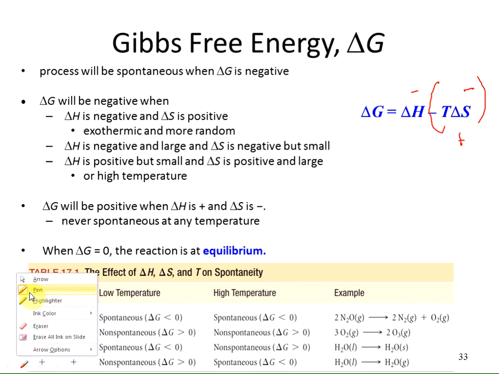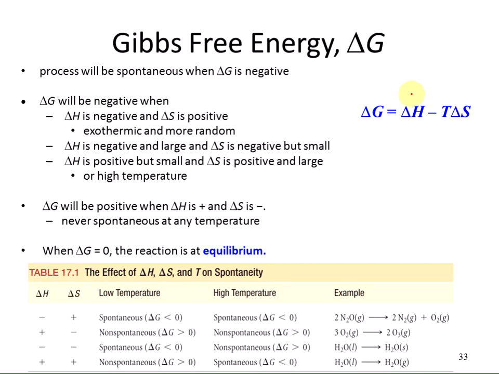But let's say we have a positive delta H and a positive delta S. Well, remember, if delta H is positive and delta S is positive, this will be subtracting these two portions. So at low temperatures, let's say a temperature of 0 K, at 0 K, the delta H would be positive and it wouldn't be spontaneous. But as you start increasing the temperature, you're subtracting an amount from the delta H. And there eventually gets to be a point where these two terms are equal when you're increasing the temperature.